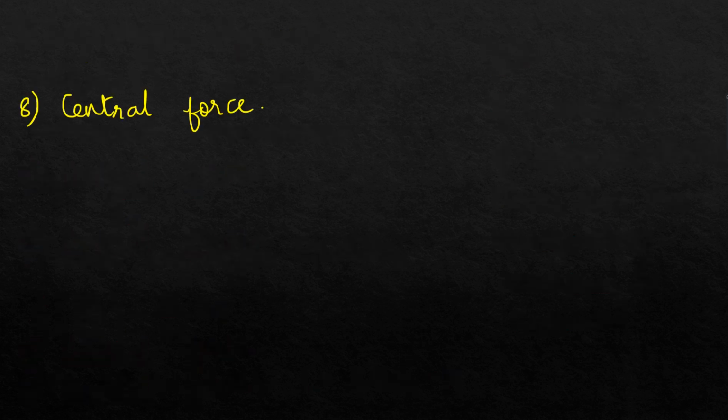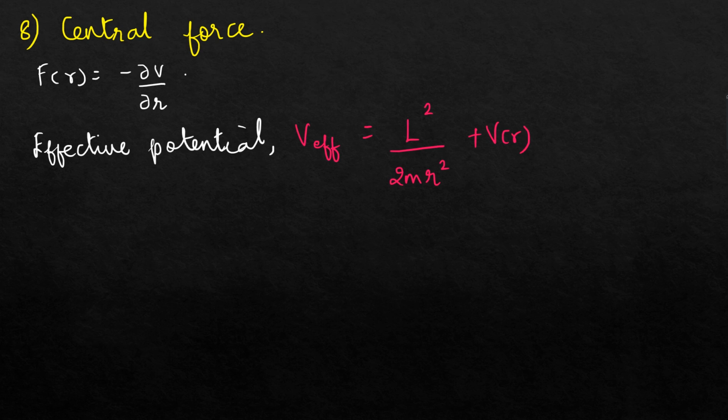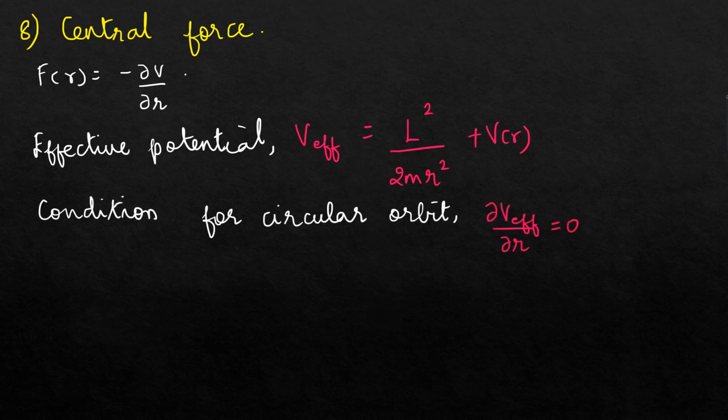Okay, next we shall see central force, the important points. So force F of r is given as minus dou V by dou r. So whenever you have the force given, you can just convert it into potential. And then the effective potential is given as V effective is equal to L squared by 2 m r squared plus V of r. V of r here is your given potential in the question. And the condition for a circular orbit is dou V effective by dou r equal to 0, which is an important thing.